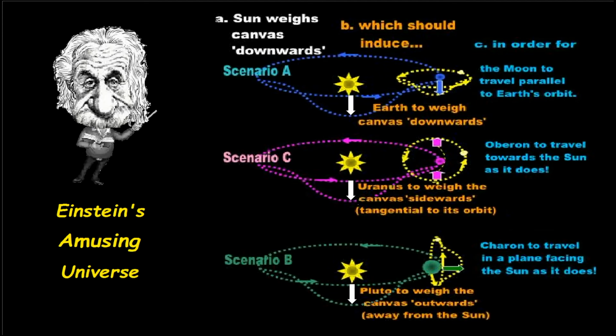And in the case of Pluto, Pluto would have to push it outwards or inwards towards the sun in order for Charon to twirl around in the direction in which it does. So Einstein's theory does not work. His explanation does not work for a three-body system.